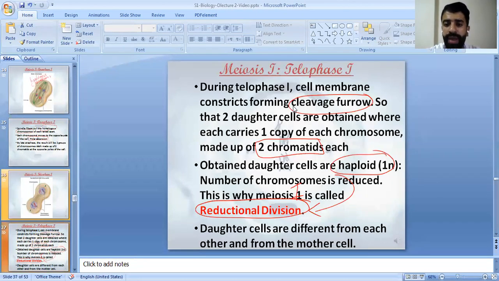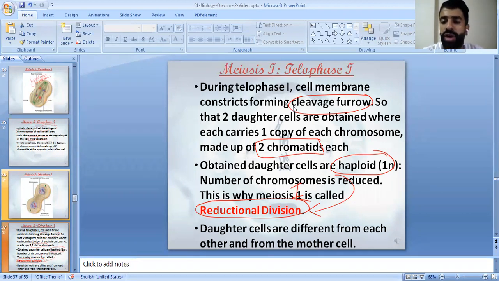Moving to the last phase of meiosis 1, telophase 1, the result will be 2 daughter cells. During telophase 1, the cell membrane constricts, forming the cleavage furrow. New daughter cells are obtained, where each carries 1 copy of each chromosome. They are made of 2 chromatids each. The obtained cells are called haploid, 1N, so the number of chromosomes is reduced. That's why meiosis 1 is called reductional, because the number of chromosomes is reduced by half.